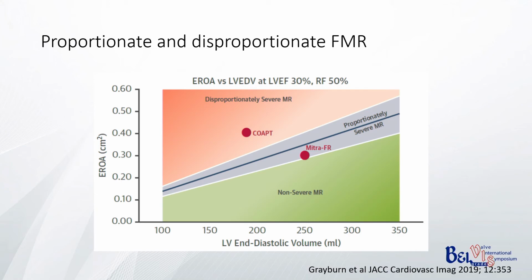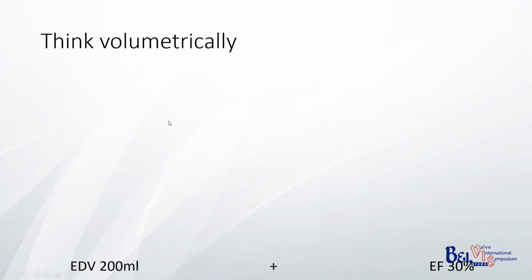Now, to explain the discrepancy between the data, the proportionate and disproportionate concept became very fashionable, but there is clearly something wrong with this data. If you look at this 200 mils of left ventricular volume, and ERO of 0.4, and you make a simple calculation that I showed to you 2 years ago already.